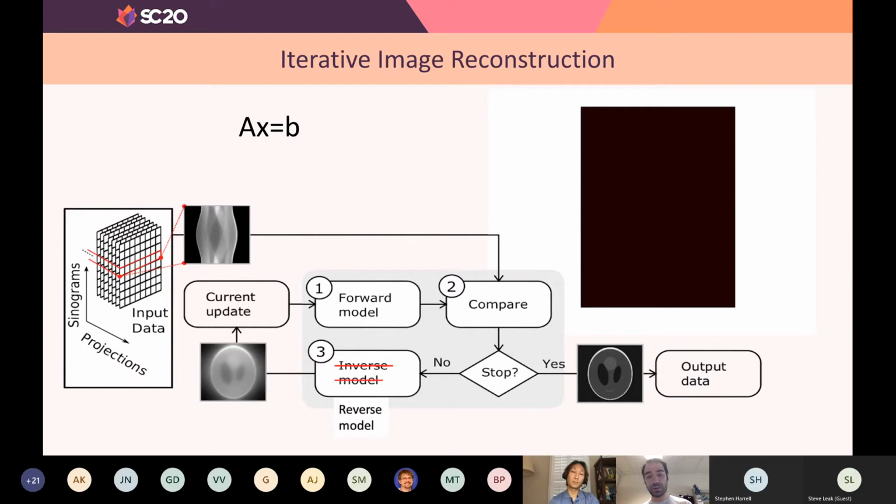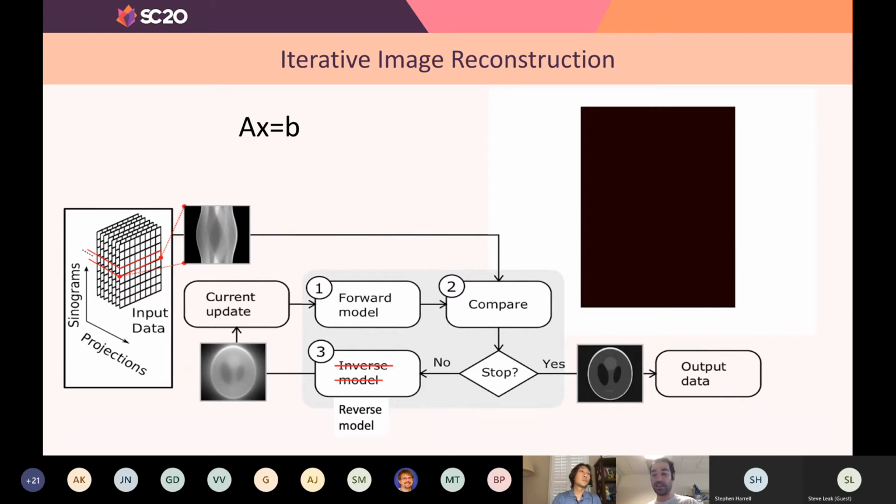The iterative solution philosophy is basically that you have a forward model, which is a computational model that simulates X-rays going through the object. That's called the forward model, number one. Then you run the forward model and compare the simulation result with the actual measurement, which will obviously not match in your first iteration. And then you don't stop. You run the reverse model, which is called the back projection.